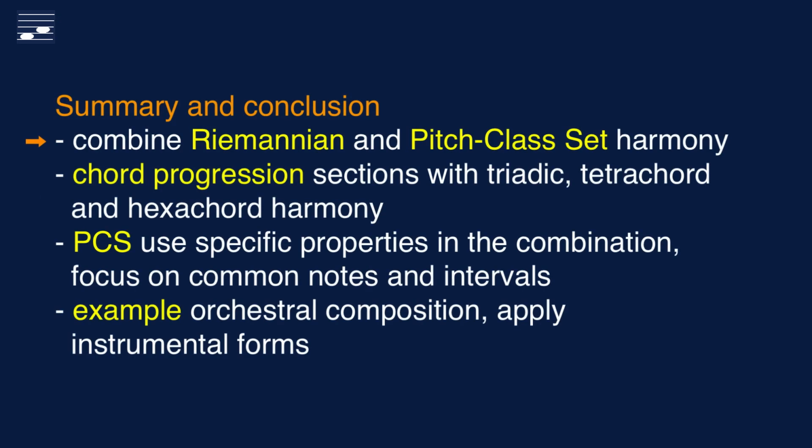Let's summarize this tutorial about the combination of Riemannian and Pitch-Class Set harmony. Between sections with triad transformation chord progressions, we inserted atonal, all-interval tetrachord and hexachord phrases. We may control the harmonic quality, dissonance and overall tension level by selecting specific properties of transposed and inverted pitch-class set combinations. Here we used combination options that focused on common major and minor second pitch classes and overlapping minor, major third intervals. The orchestral example demonstrates the combination potential and various instrumental forms.